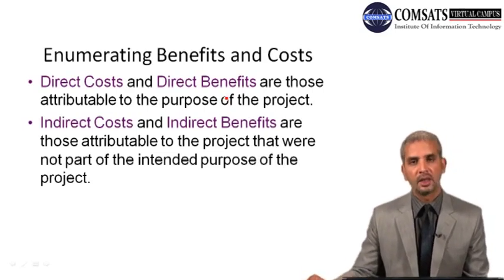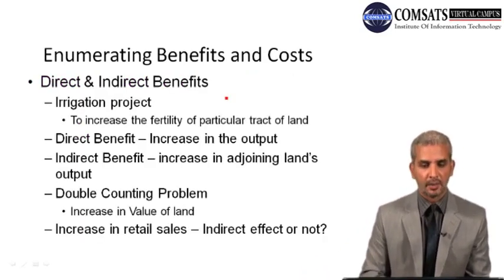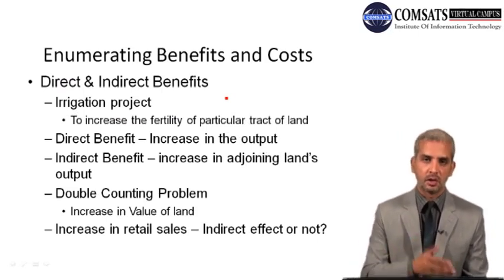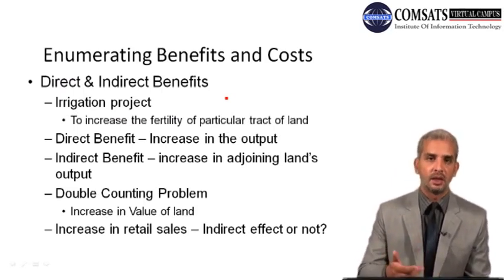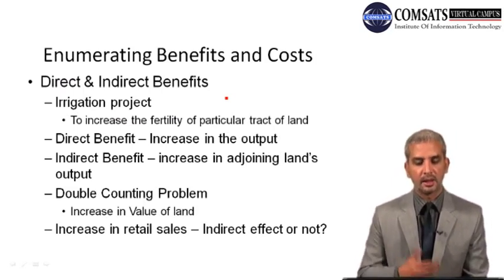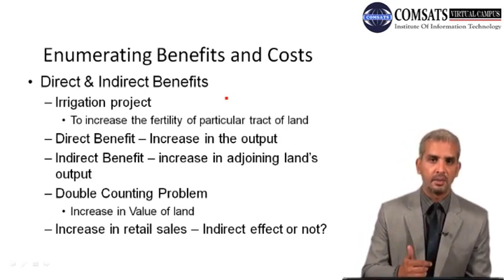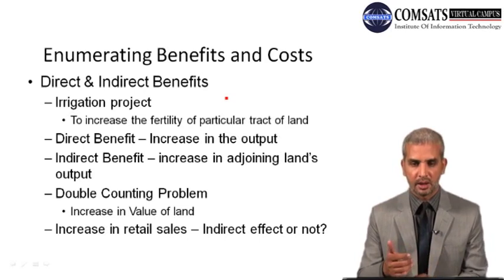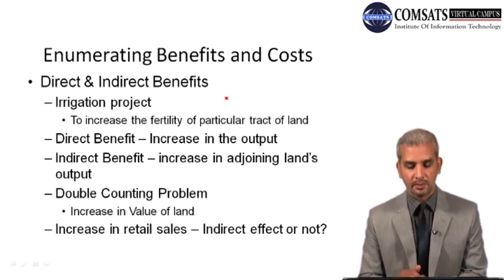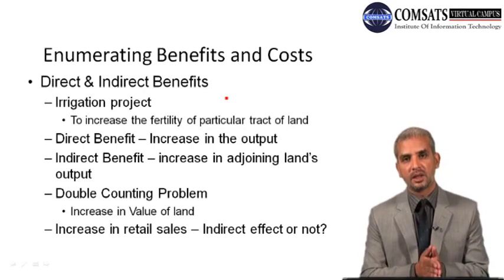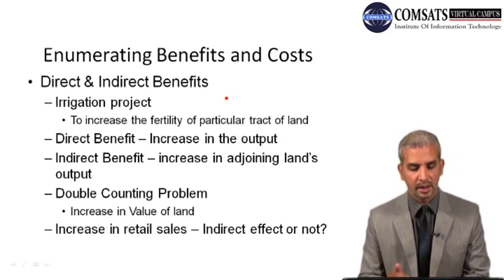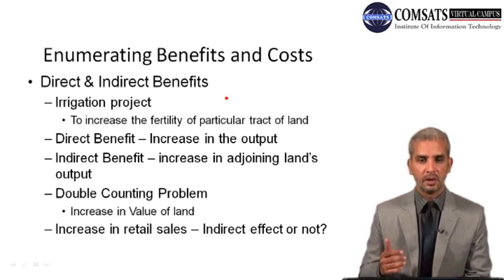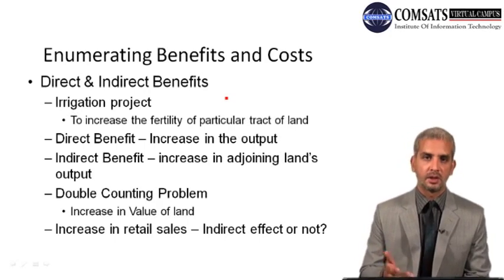In terms of enumerating or making a list of costs and benefits, we considered direct costs as well as indirect costs, and in this process we took an example of an irrigation facility by the government to improve the fertility of land. We considered the direct and indirect benefits, and discussed that sometimes it is very difficult to assign a dollar value to direct benefits and costs, or indirect benefits and costs, and we need to use surrogate measures, or proxies, that would be almost the same as that direct benefit.